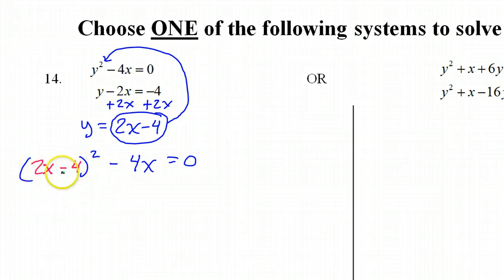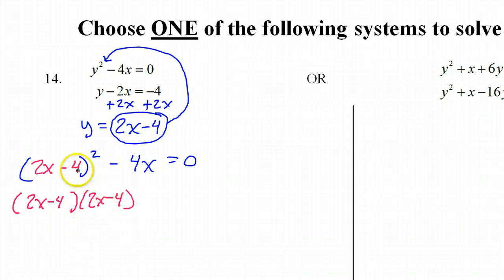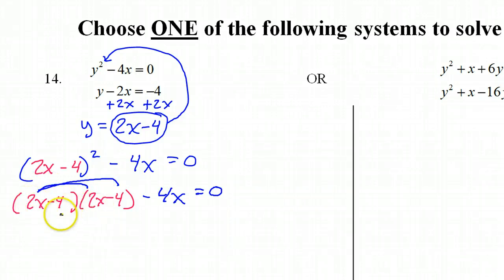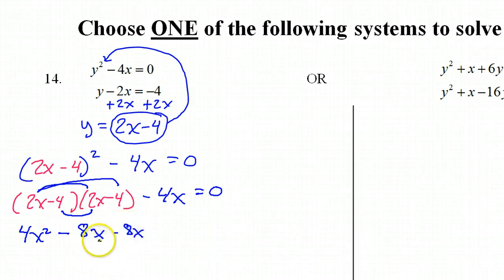Now of course to square this, I can't just square the two parts. I need to do 2x minus 4 times 2x minus 4, right? That's how you really square something. So I've still got my minus 4x equals 0. So I'm going to be doing that double distributive property that we always do. So 2x times 2x is 4x squared. 2x times negative 4 is negative 8x. Negative 4 times 2x again is negative 8x. And negative 4 times negative 4 is positive 16.